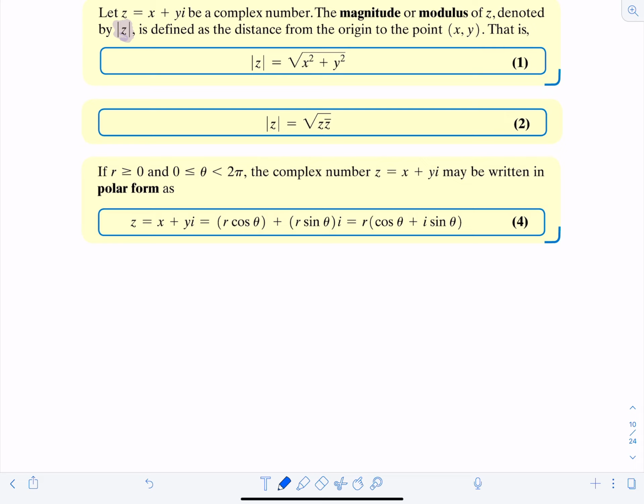So if r is greater than or equal to 0, we do require r not be negative, and theta has to be between 0 and 2 pi, then the complex number z equals x plus yi may be written in polar form as following. So I could write it, instead of x, I could replace it with r cosine theta, and instead of y, I could write r sine theta, and then I could factor out the r from both terms and then just have cosine theta plus i sine theta.